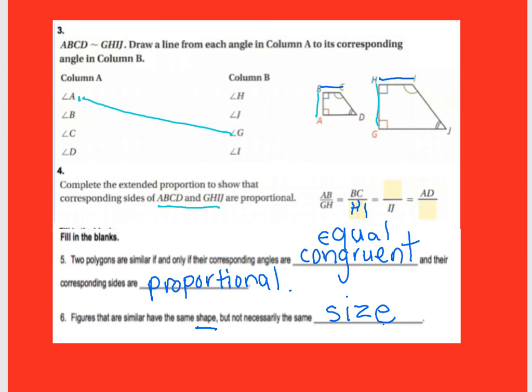You keep that in mind, and you can figure out missing side lengths, which we're going to start doing using proportions after today. So anyone that has any questions for me can stay on.